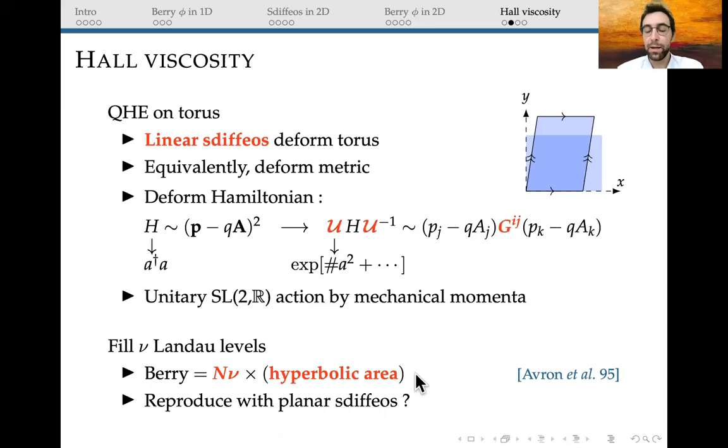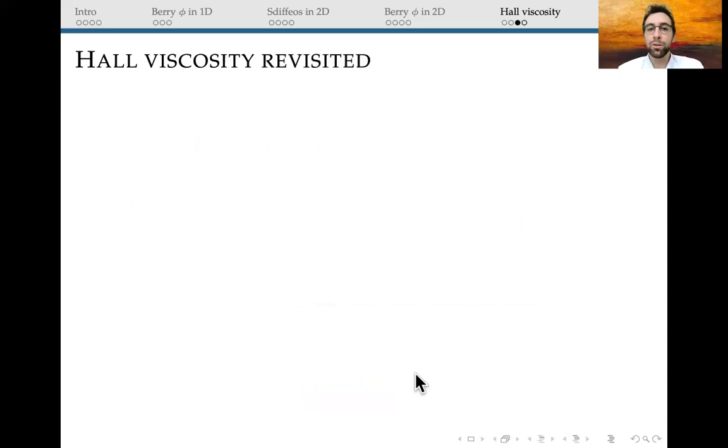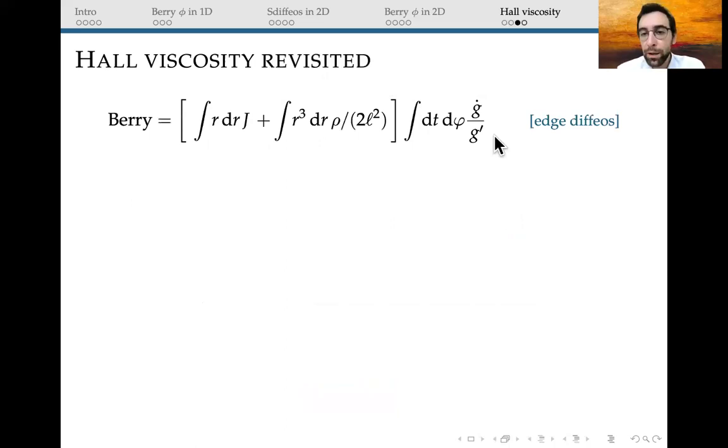And to address it, I'm going to focus once more on the Berry phase due to edge diffeos. Recall that Berry phases of that form are written like this. So they're one-dimensional Berry phases multiplied by this coefficient, which happens to be some integral of the current and the density. And again, recall that the current is sort of concentrated on the edge, while the density is concentrated in the bulk. So again, I'm going to assume that I'm filling a certain number of Landau levels.